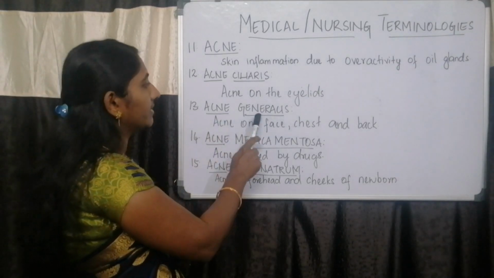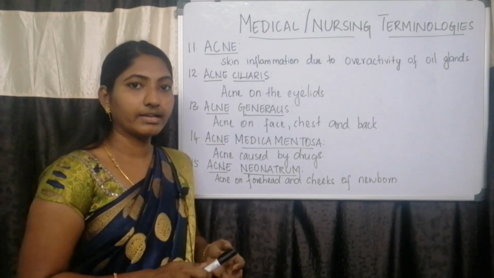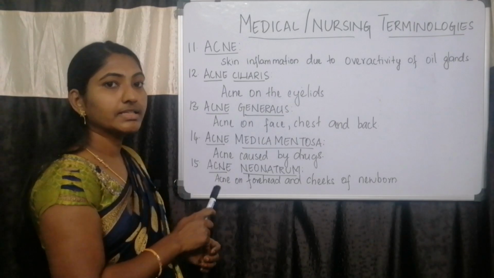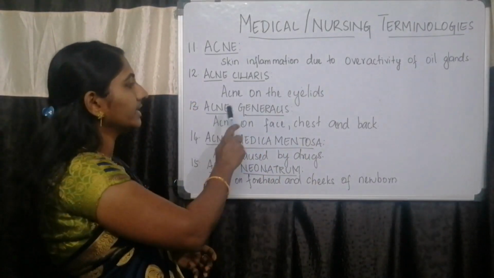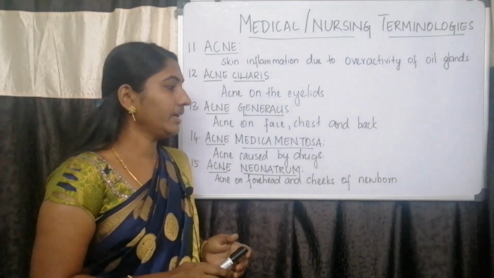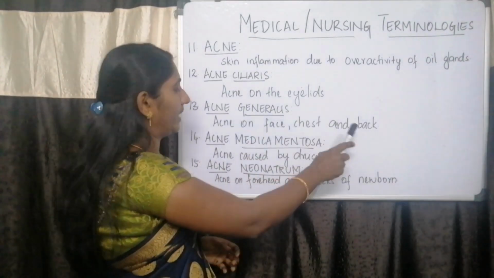Next one is acne generalis. This is another type of acne where there is presence of acne on the face, chest and back. Acne generalis is the presence of acne on face, chest and back.